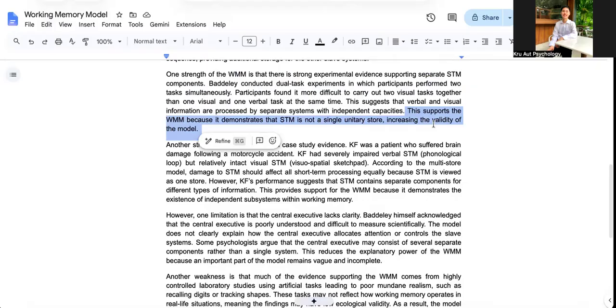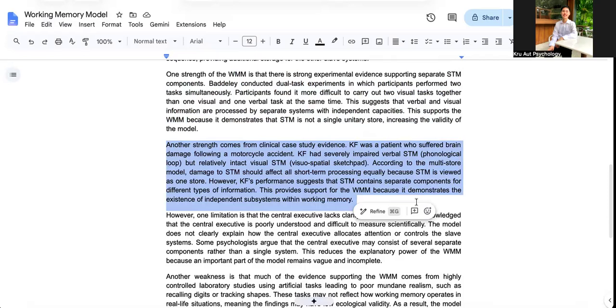If not, you can just simply say supporting working memory, but it's always good to refer back to why that is the case, because short-term memory is not a single unitary store. Just have that in as well. It would be better than leaving it out and saying this supports the working memory model, full stop. That would not be enough for a perfect link sentence, right?